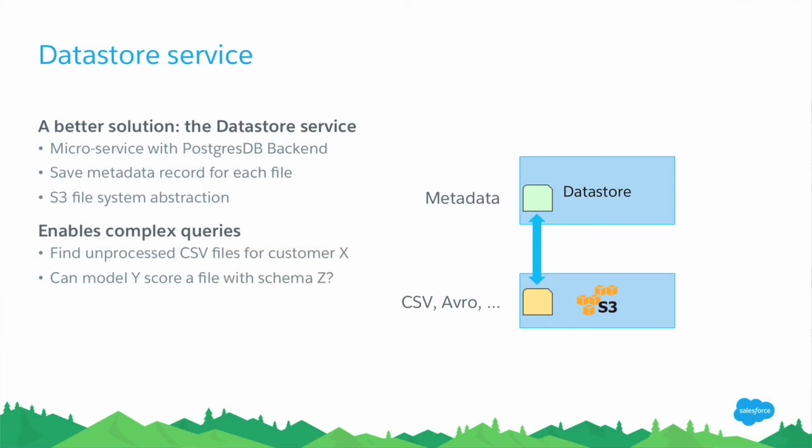So for example, we can say, can you give me all the unprocessed CSV files for this customer? Or can this model score this file that has schema Z?